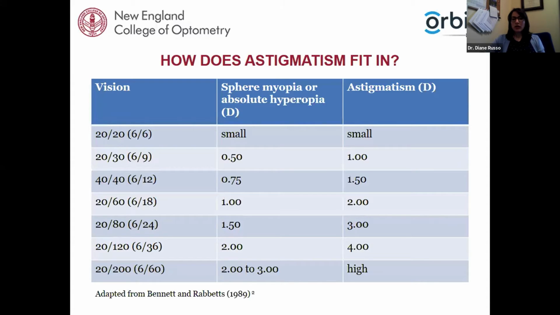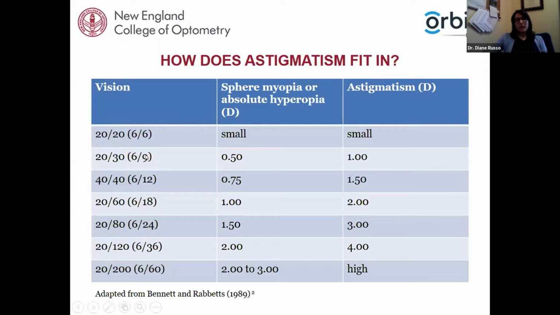And so this chart I find to be helpful because the other question becomes, well, how does astigmatism fit in? In the previous examples, we were talking just about myopia or just about hyperopia, but what about if a patient has myopia and astigmatism or hyperopia and astigmatism?